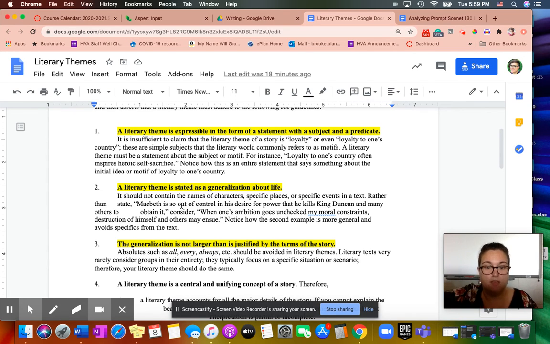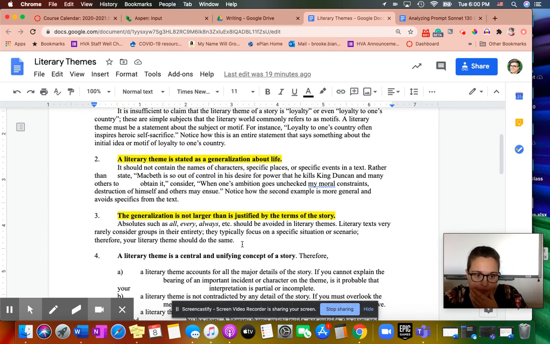So instead of saying, like an example, Macbeth is so out of control in his desire for power that he kills King Duncan, blah, blah, blah. Like it's showing that's specific to a book. Rather, you could say, when one's ambition goes unchecked by moral constraints, destruction of himself and others may ensue. So this is not specific to characters. This is an overall generalization about life. That's where you're getting at the importance. It's showing something about life, not about the small world of the novel.